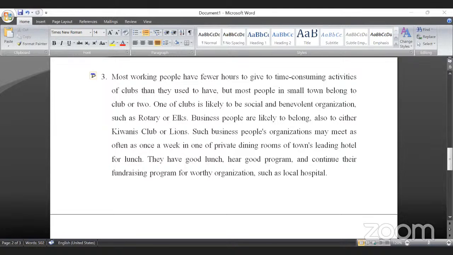private dining rooms of the town's leading hotel for lunch. One of the private dining rooms of the town's leading hotel for lunch. Okay. All of them specific.